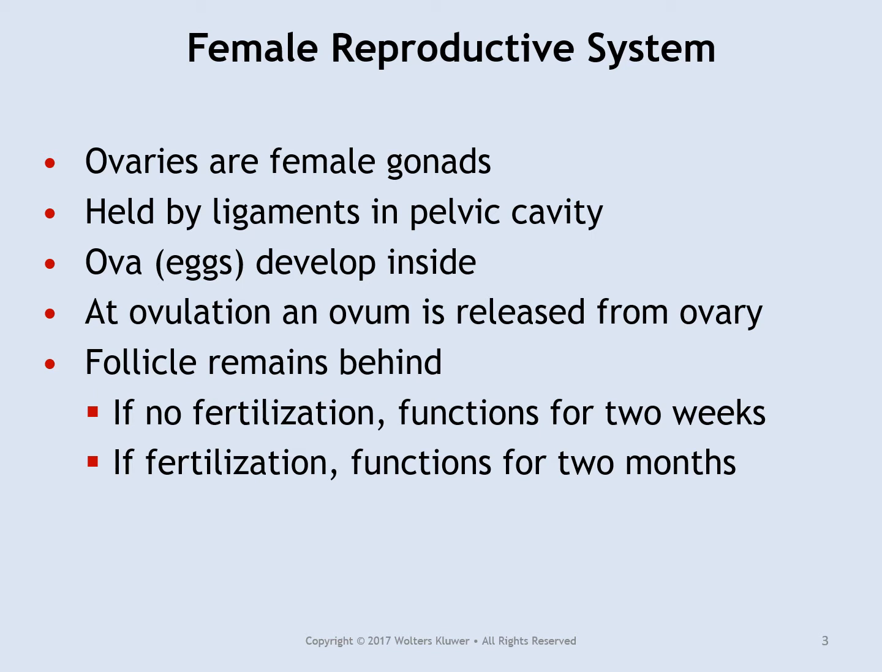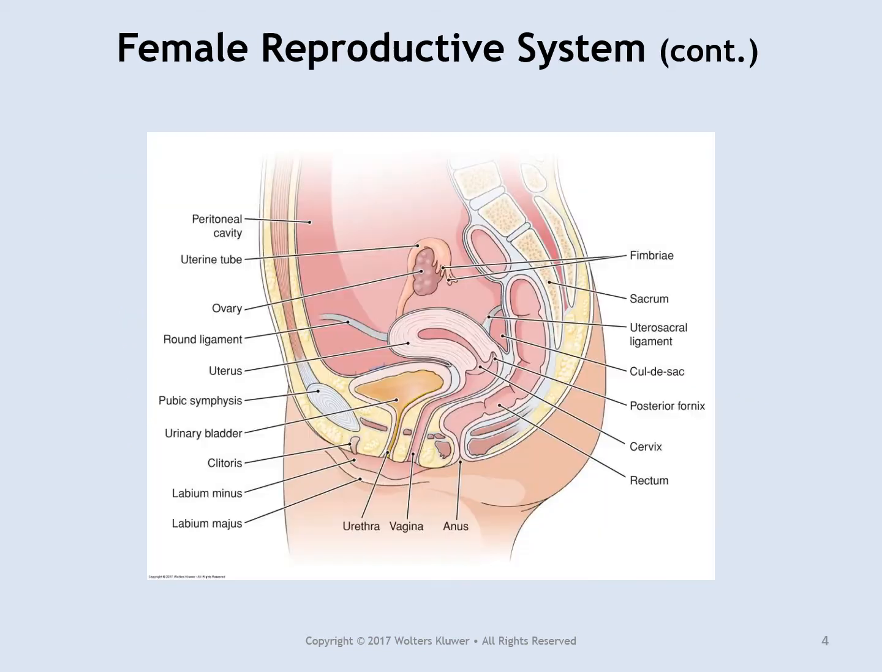At ovulation, an ovum is released. The follicle that remains behind functions for 2 weeks if there is no fertilization of the ovum. If there is fertilization, it then becomes a secreting gland that functions for 2 months to support the pregnancy.